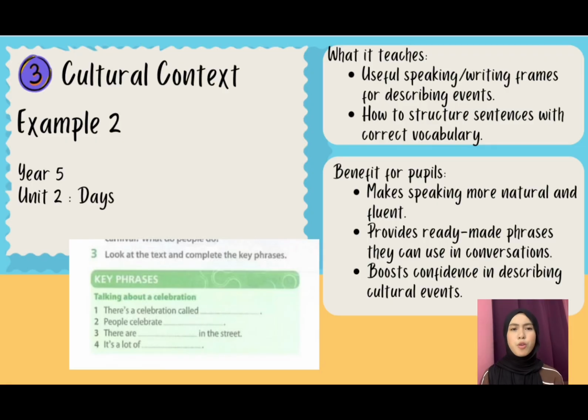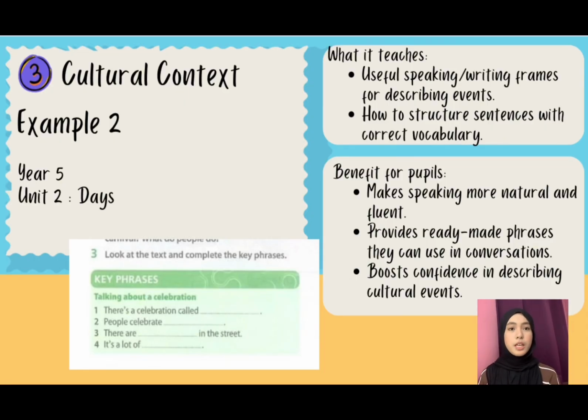The benefit for pupils is that their speaking becomes more fluent and natural because they don't have to struggle to think of how to start their sentences. Instead, they already have ready-made phrases that can support them. Over time, these frames help to boost their confidence because pupils know they can describe cultural events step by step.